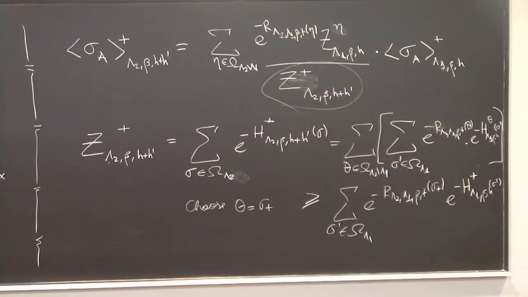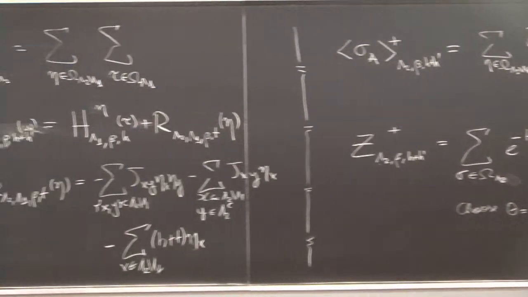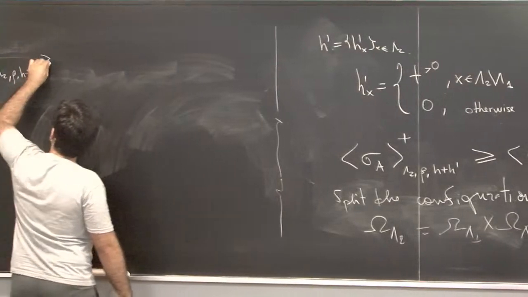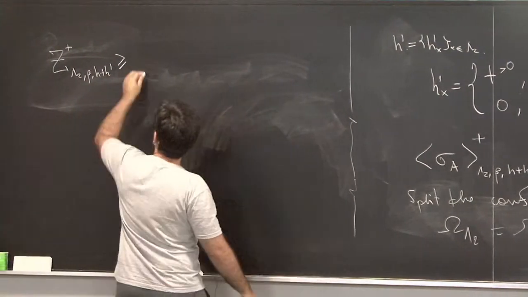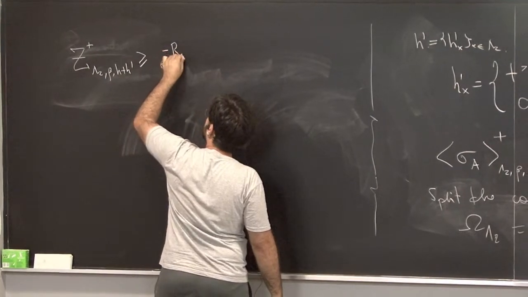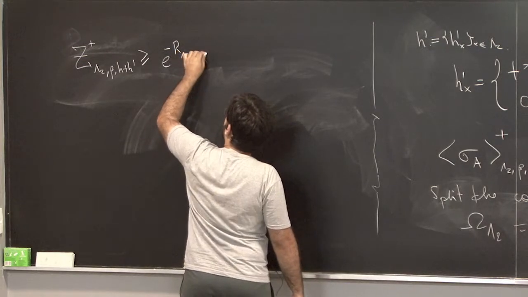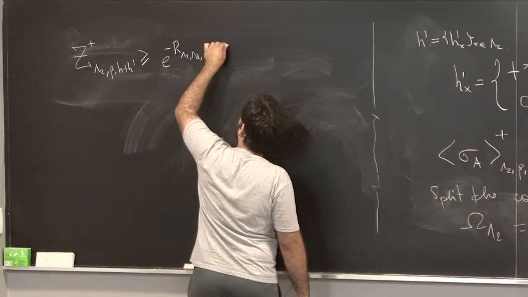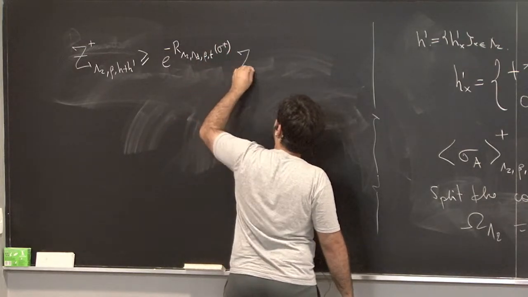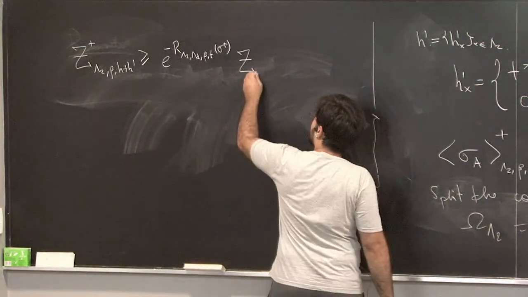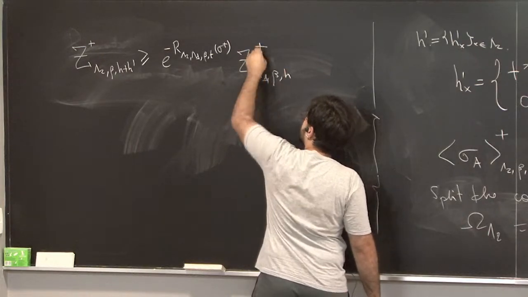And then I finally get that the partition function in the larger box of h plus h prime is larger than the exponential of minus r lambda 2 lambda 1 beta t calculated at sigma plus times the sum. It will be the sum for every configuration of the Gibbs weight right here. So again, I recover the partition function, but now in a smaller system. Okay?